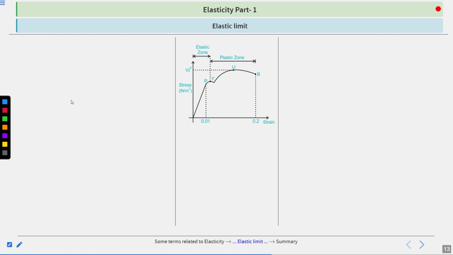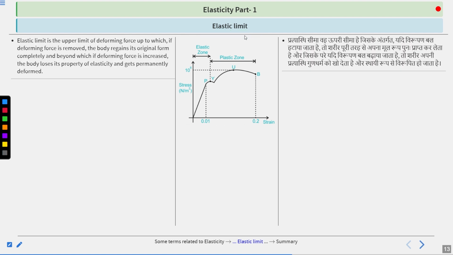After this, now let's have a discussion over the elastic limit. What do we understand by the term elastic limit? Elastic limit is the upper limit of deforming force up to which, if the deforming force is removed, the body regains its original shape completely, and beyond which, if the deforming force is increased, the body loses the property of elasticity and gets permanently deformed.